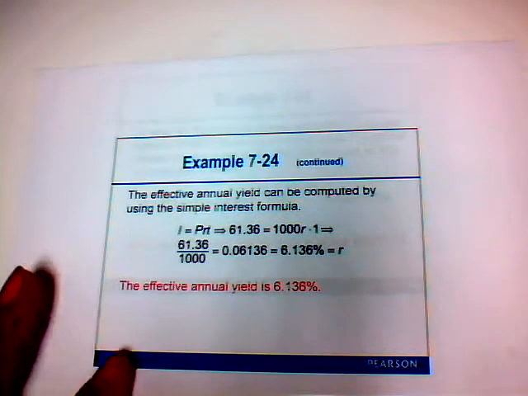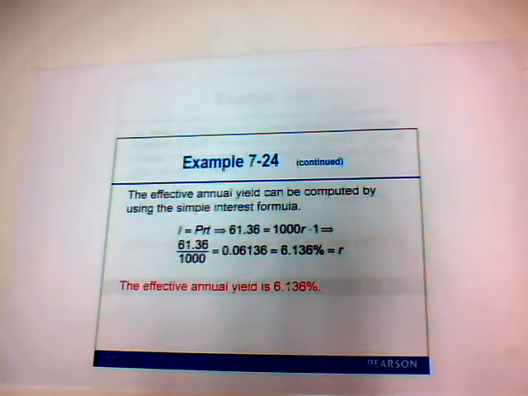Now, the effective annual yield is going to be using a simple interest formula. Okay, so here you take $61.36, and then that's going to be equal to your P, which is 1,000, times R times T, which is 1. So now you have $61.36 is equal to 1,000 times R, divide by 1,000, you're going to get 0.06136 or 6.136% as a percent. So here the effective annual yield will be 6.136%.